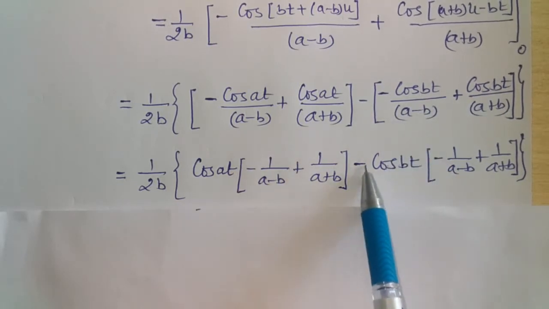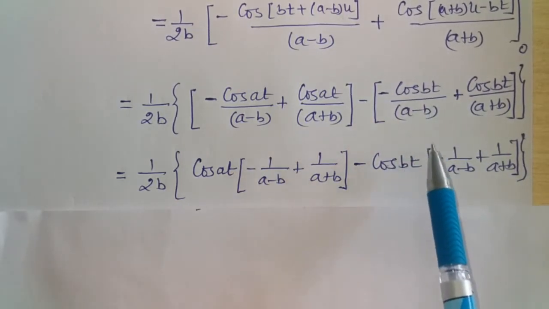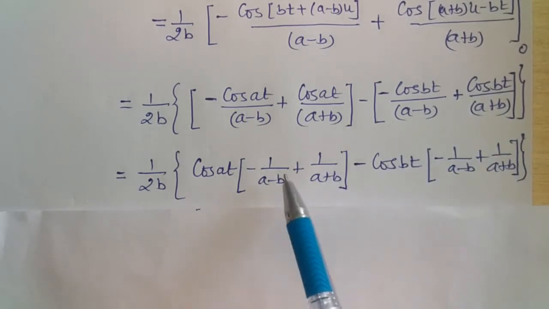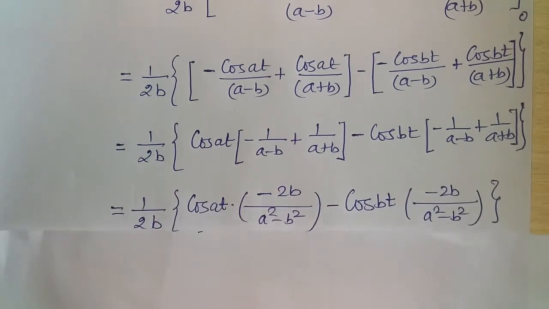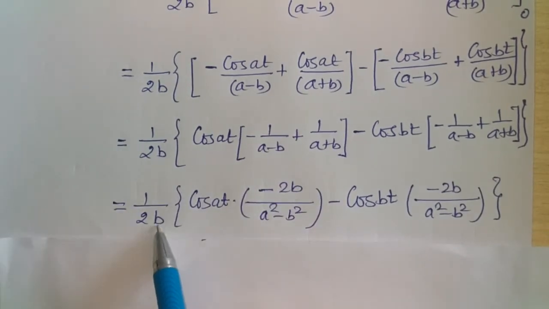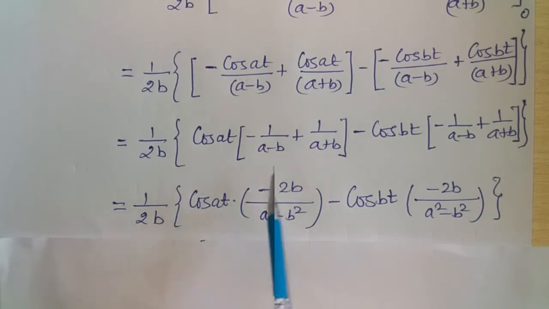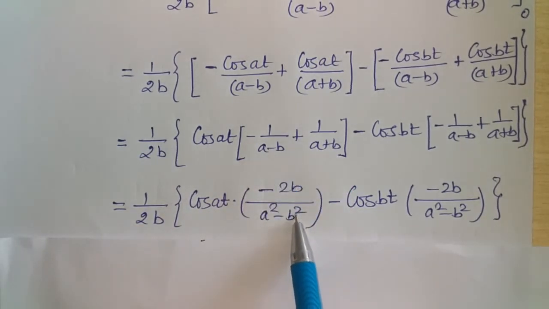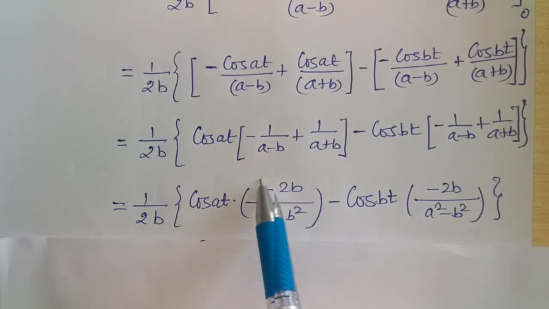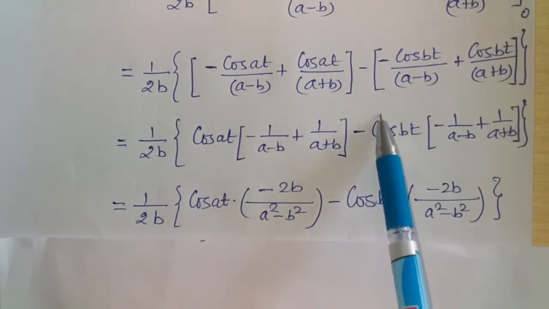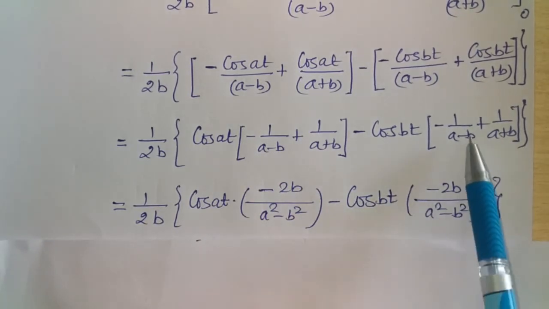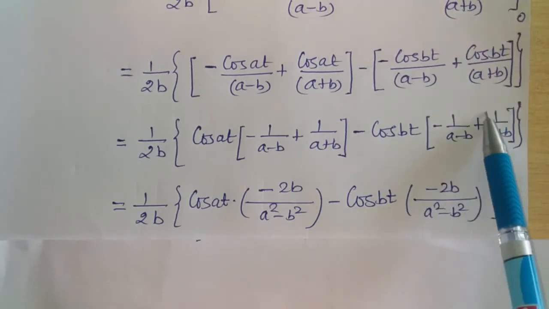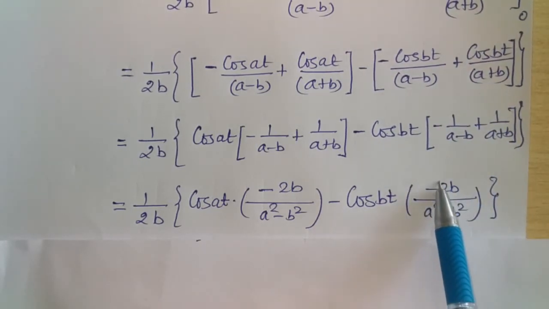Here cos bt is common, so we get minus 1 upon a minus b plus 1 upon a plus b. Now we take LCM. We get 1 upon 2b into cos at, here a minus b into a plus b is the LCM, so a square minus b square, and then in the numerator we get minus 2b minus cos bt. Here again a minus b into a plus b is the LCM, so a square minus b square, and in the numerator we get minus 2b.